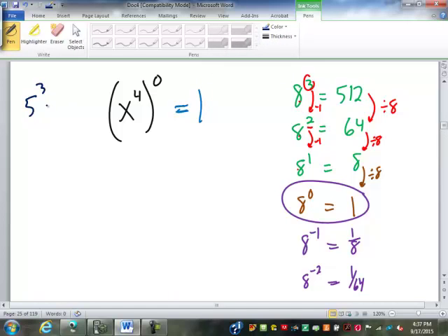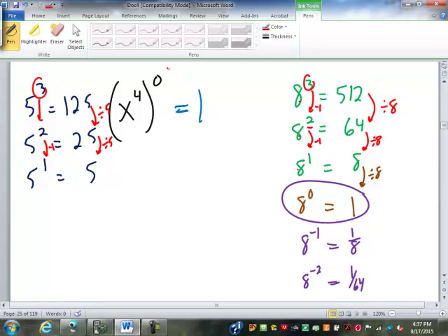5 to the power of 3 is 125. 5 to the power of 2 is 25. 5 to the first power is 5. Again, we see I reduced the power by 1. This time the number is divided by 5 each time. So if I reduce it by 1 again down to 5 to the 0, I have to divide this by 5, which will give me 1. Anything to the power of 0 is 1.